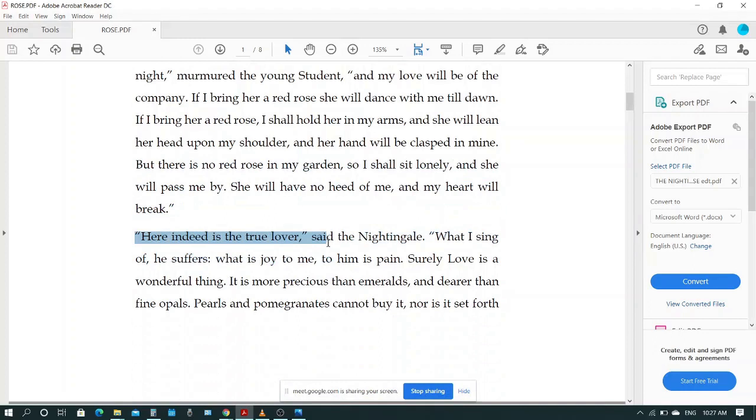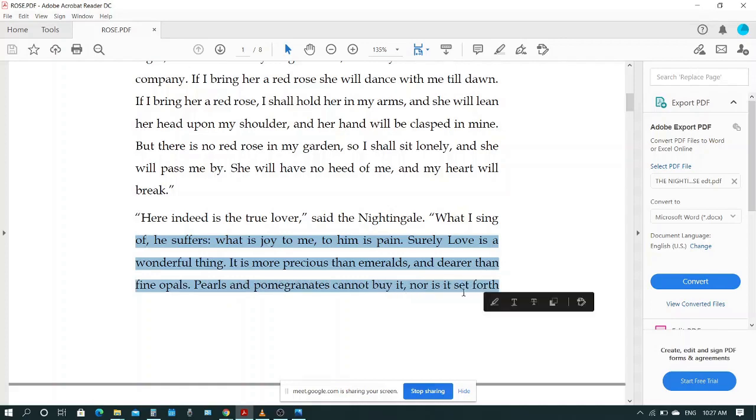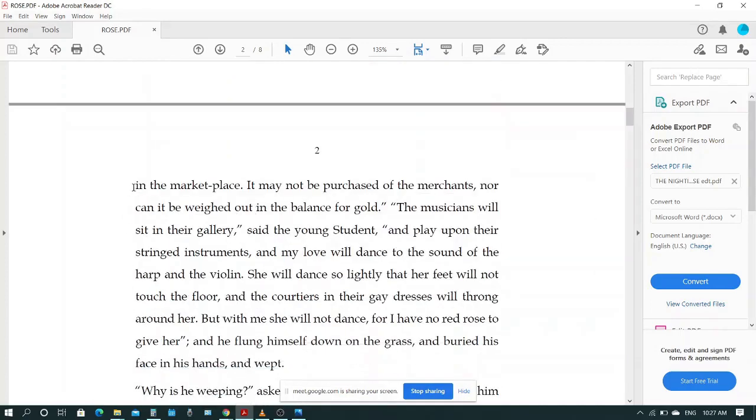"Here indeed is the true lover," said the nightingale. "What I sing of he suffers. What is joy to me, to him is pain. Surely love is a wonderful thing. It is more precious than emeralds and dearer than fine opals. Pearls and pomegranates cannot buy it, nor is it set forth in the marketplace. It may not be purchased of the merchants, nor can it be weighed out in the balance for gold."